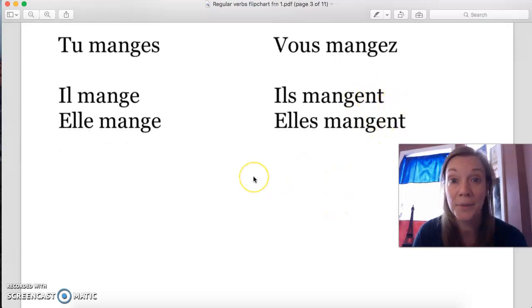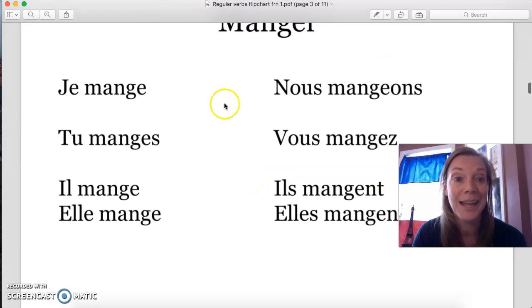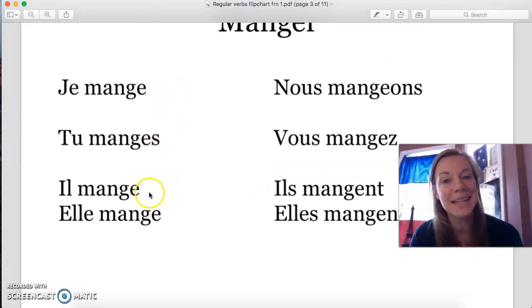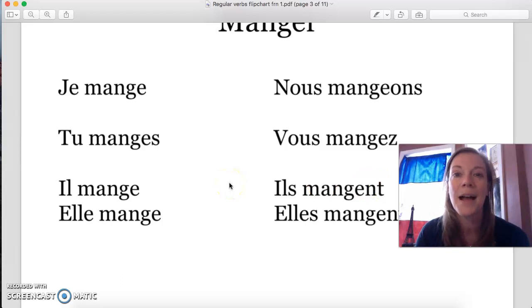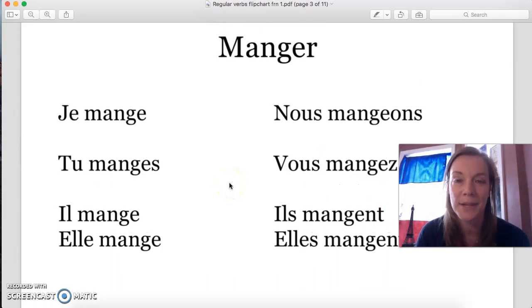There's a song that goes with the regular ER verbs. Do you remember? E, E-S, E, O-N-S, easy, E-N-T. So if you can sing that and remember how to change the endings with ER verbs, you're 80% of the way there. I tell you, most of the verbs in the French language are ER verbs.